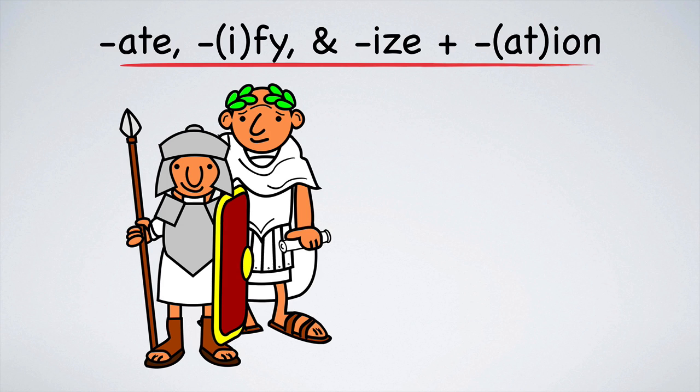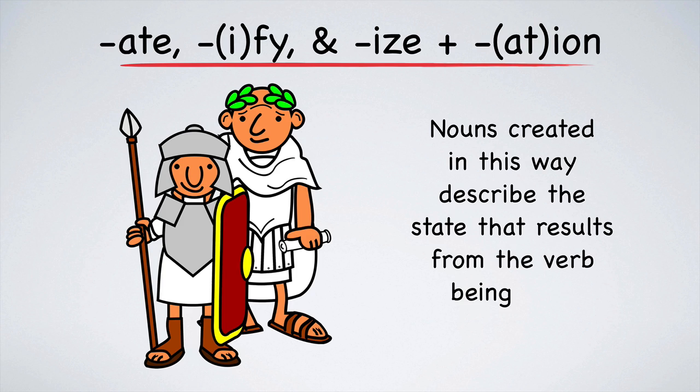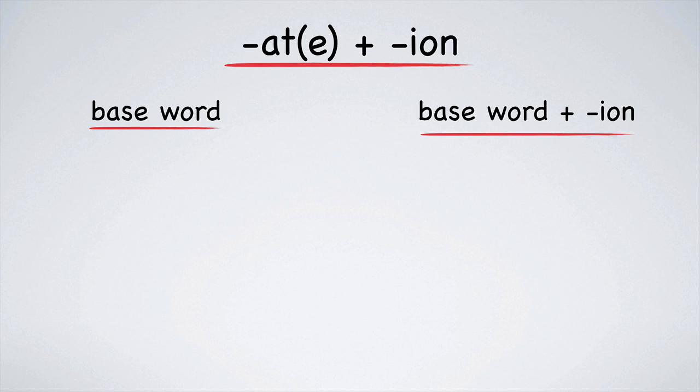Hey guys, you know what he said is true. Furthermore, the meaning is predictable. These nouns describe the state that results from the root verb being done or happening. Isn't that wonderful? And it's important to note that the primary stress for any noun created in this way falls on the A in ation. Let's see a few examples, shall we?